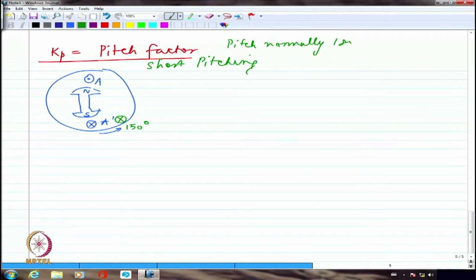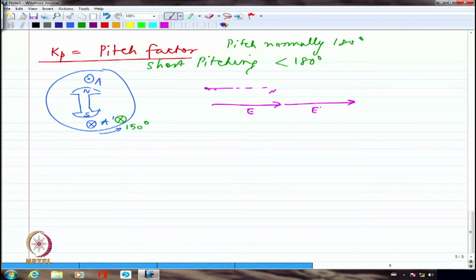But I am going to reduce the pitch which is less than 180 degrees. So we call this short pitching. Whenever I do short pitching, originally I should have had E plus E. I should have had one of them as E, another one also as E.